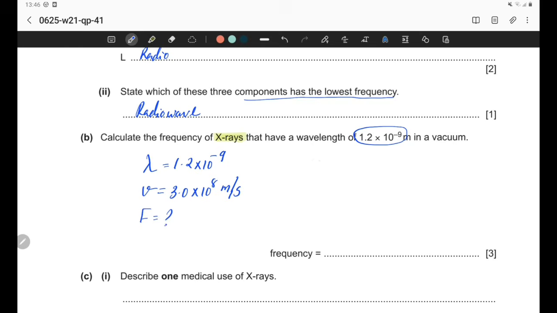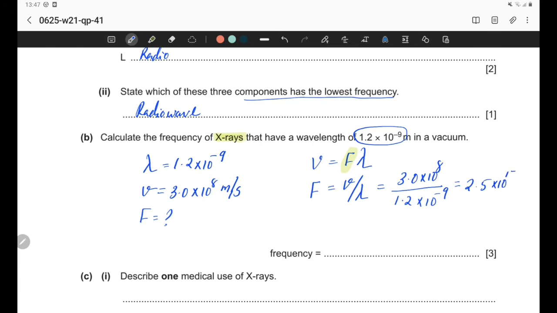Therefore, we can use the wave equation, that is speed equals frequency times wavelength. In order to calculate frequency, we make frequency the subject. So frequency is equal to speed over wavelength, where speed is 3 times 10 to the power 8, over wavelength, which is given as 1.2 times 10 to the power minus 9. And the answer is 2.5 times 10 to the power 17 Hertz. We should write the unit of frequency in order to score full marks.